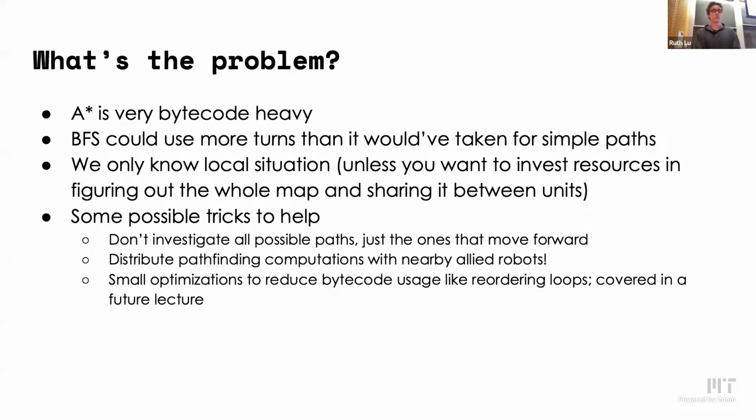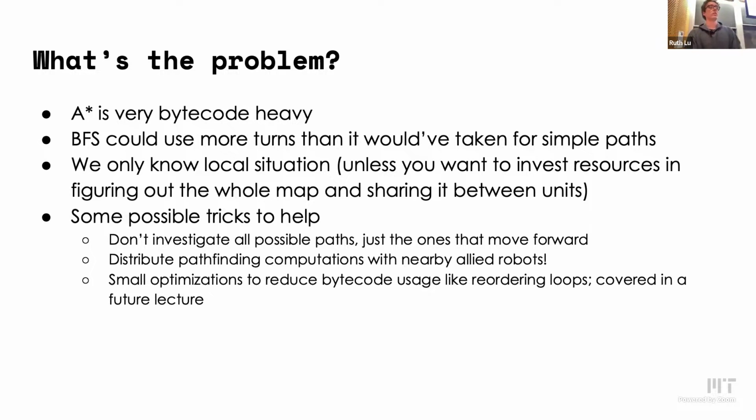All right, so there's some trade-offs with these algorithms though. For both A star and BFS, they tend to be very bytecode heavy. So it might be the case that it's not possible for your bot to do all those computations in one turn. And in that case, your bot might just be sitting around waiting for the computation to finish and potentially wasting turns that it could have used to get to its goal if it just immediately started using a simpler pathfinding algorithm. And also these algorithms tend to rely on knowledge of the global board state.